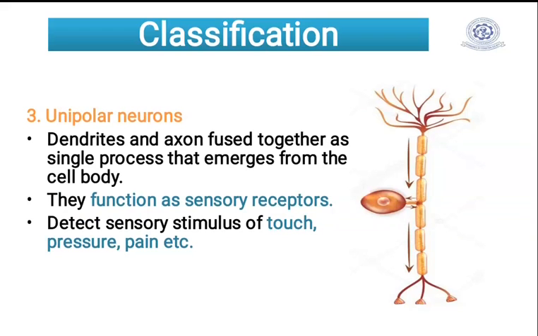Then the third type is unipolar neurons. Uni means one. Here in this type, dendrites and the axon fuse together as a single process that emerges out from the cell body. They mainly function as sensory receptors. They are going to detect sensory stimulus of touch, pressure, pain, temperature, etc.